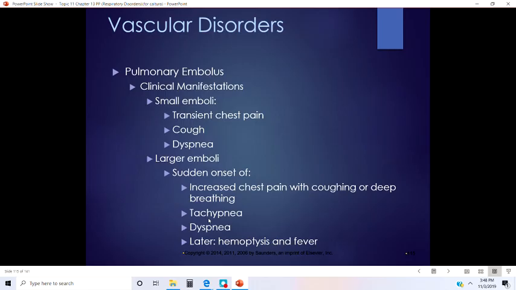So we'll take a look at some of the clinical manifestations. A small embolus is going to cause some transient chest pain, kind of comes and goes, a cough, and a little bit of dyspnea, shortness of breath. Where a larger embolism is going to be of sudden onset and is going to cause increased chest pain, coughing, and even deep breathing. Tachypnea, which is rapid breathing. Dyspnea, right, labored breathing, difficulty breathing. And then later, even hemoptysis and fever. Again, hemoptysis being a coughing up of blood.